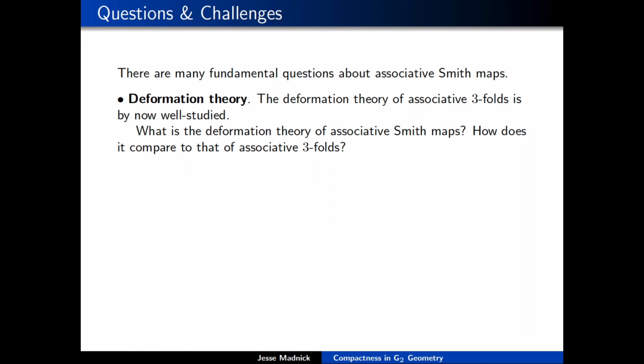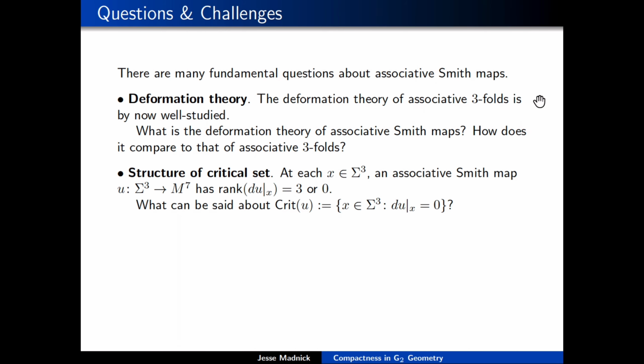The deformation theory of associative threefolds has been well studied by several folks, starting with McLean, but there have now been numerous studies depending on whether your associative threefold is closed, or has boundary, or is asymptotically conical, or maybe your seven-manifold has torsion or something. So there are many studies depending on different contexts, but we don't know about the deformation theory of associative Smith maps and how that relates to the immersion case.